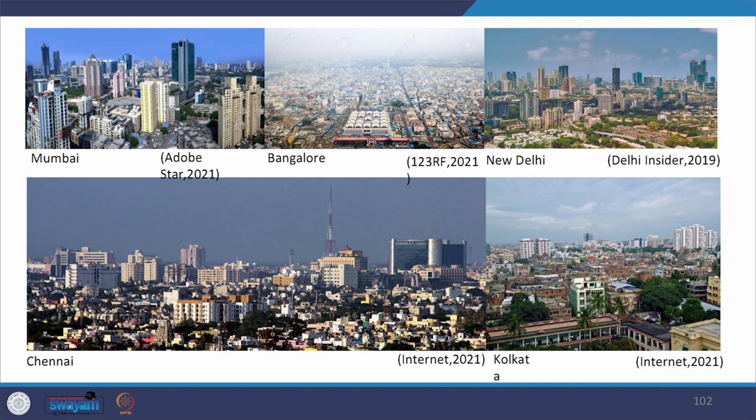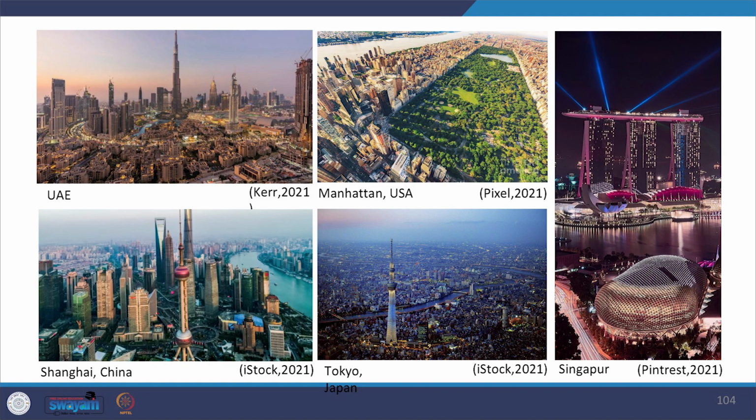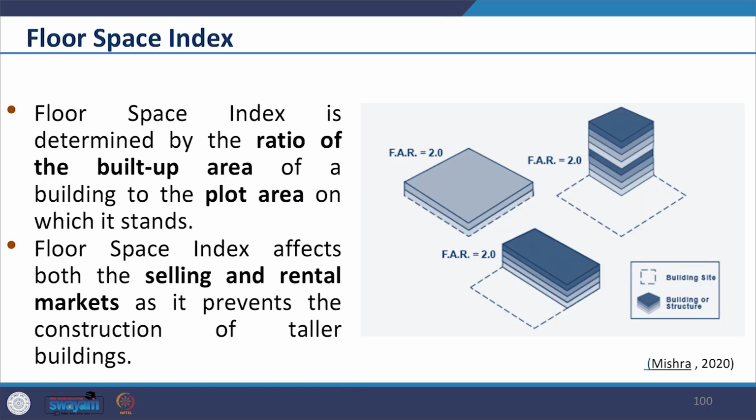We can see that the floor space index in the major 5 cities, Mumbai, majorly the Bandra Kurla Complex area, Bangalore, New Delhi, Chennai and Kolkata, ranges from 3 to 4. While in UAE, we see a floor space index of 34, in Bahrain 17, USA 15, China 13, Japan 20 and Singapore ranges from 12 to 25. Floor space index affects both the selling and rental market as it prevents the construction of taller buildings.